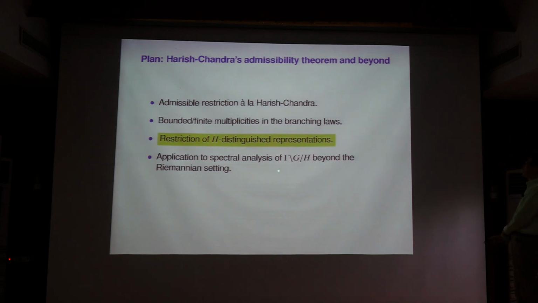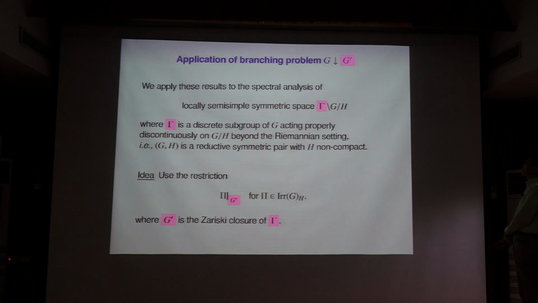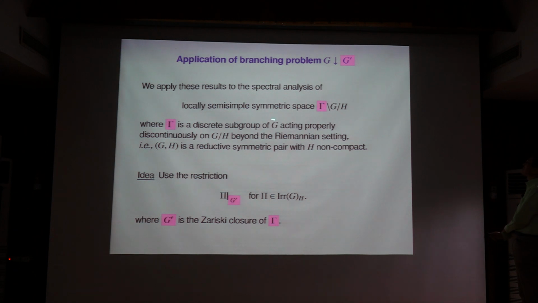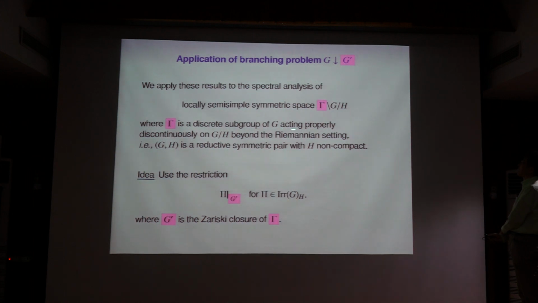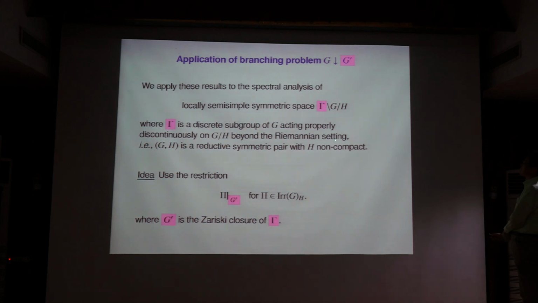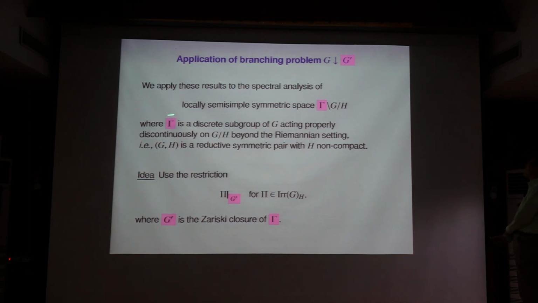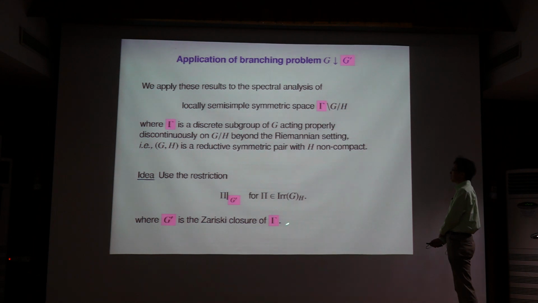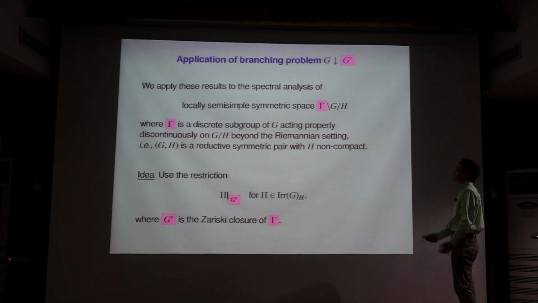Okay, now I want to change the topic to think about spectral analysis on Γ\G/H. We give just some ideas on how to apply this result on branching problems to the spectral analysis of a local symmetric space, where Γ is a discrete subgroup of G acting properly discontinuously on G/H beyond the Riemannian setting. So namely, this is a pseudo-Riemannian symmetric space. And then usually Γ is much smaller than a lattice. Our idea is to use the Zariski closures of the discrete groups and then use a branching law from the representation of G to the Zariski closure as a method for this problem.